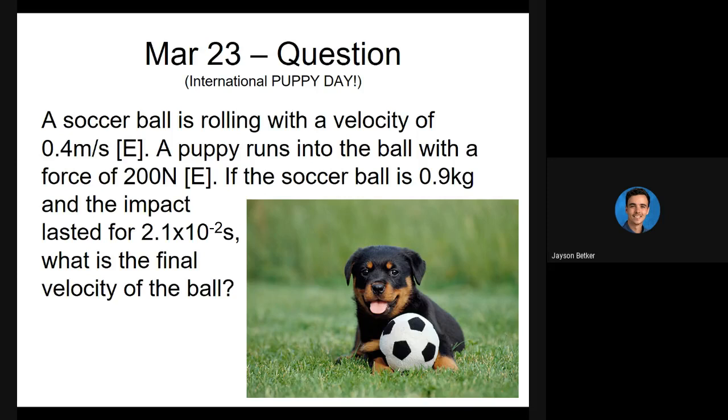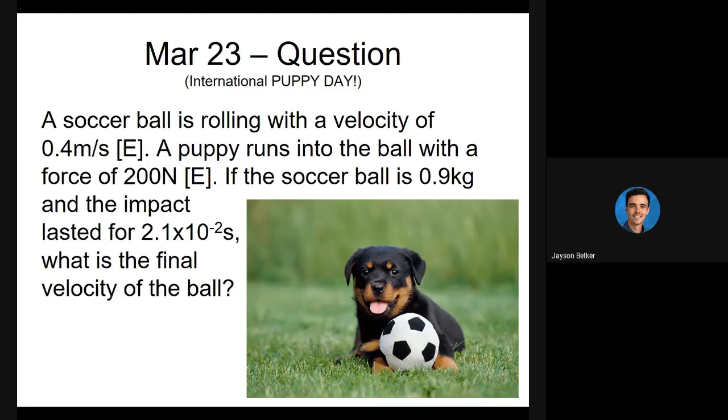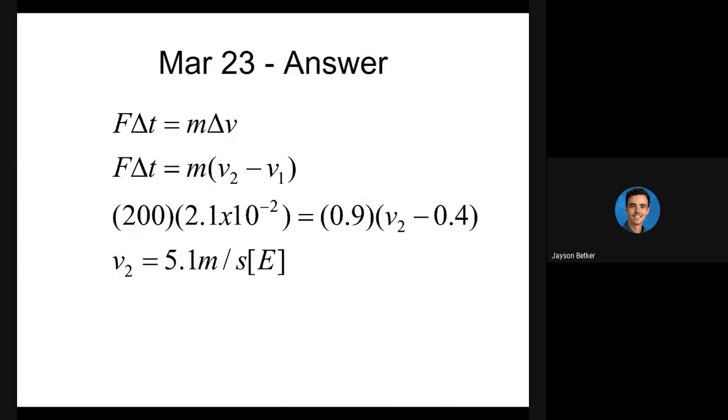If you did the problem properly, you would get that impulse is equal to the change in momentum. So Ft is equal to m times (v2 minus v1). Our force was 200 newtons. Our time was 2.1 times 10 to the negative 2 seconds. The mass of the soccer ball was 0.9 kilograms, and we are trying to find the final velocity. The initial velocity that it was moving with was 0.4 meters per second east, and then a force hit it further in the eastern direction. So our final velocity is 5.1 meters per second east. I hope that we were able to get that, 5.1 meters per second east.